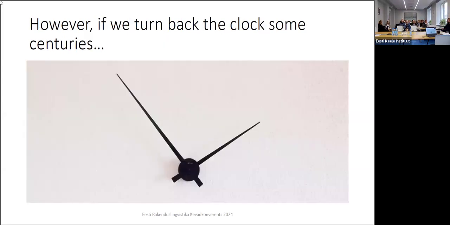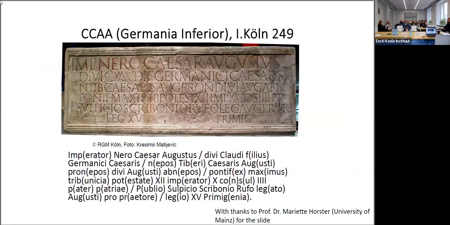But anyway, if we turn back the clock some centuries, you may come across text types which are at least as heavily, if not more heavily, abbreviated than anything you get in CMC. This is from around the time of Emperor Nero, from Cologne, a Romanized part of Germany: Imperator Nero Caesar Augustus Divi Claudii Filius Germanici Caesaris Nepos Tiberi Caesaris Augusti, and so on. At least 50% of the words are abbreviated. And if you look at coins and things like that, you will get text types with 100% abbreviation. So it's also very central to ancient inscriptions.